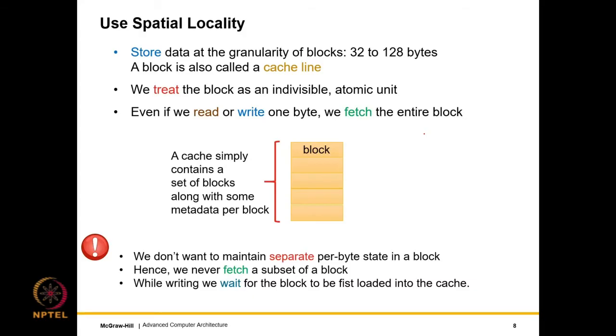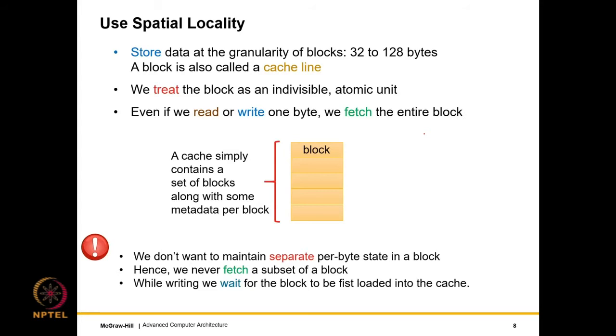We treat the block as an indivisible atomic unit, in the sense that we fetch an entire block in one go, and we never fetch half a block or transfer half a block. So a block is an atomic unit for us. The advantage is that even if we read or write a single byte within the block, because of spatial locality, there is a very high likelihood that we will access the other bytes within the block. Because of that, we fetch and operate on the entire block in one go.